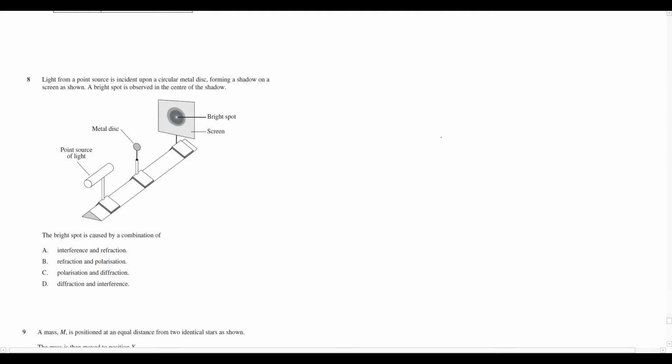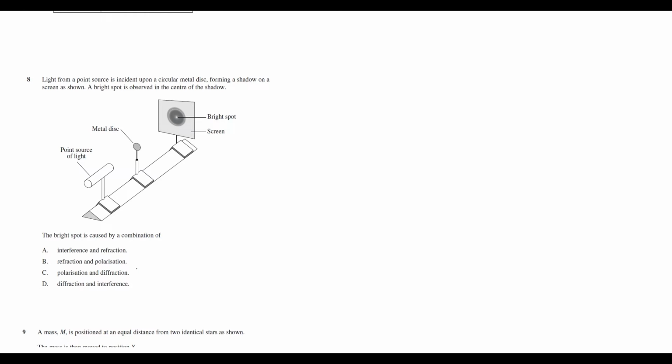So that's going to be what interference can cause. Refraction, well, that's the bending of light through an object when it enters a different medium. So it's not really entering a different medium here, so we know it's not going to be refraction. Polarization, well, that's just essentially looking at the direction that the light is oscillating. So we know that doesn't really have too much to do with it in this particular situation. So we know it's not going to be polarization.